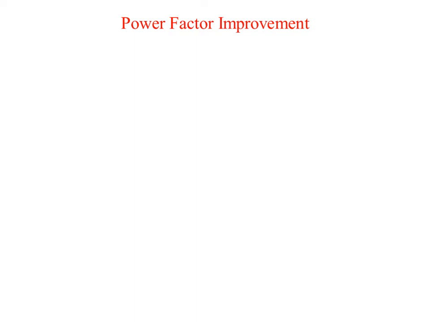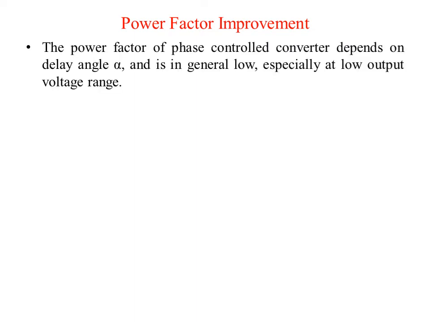Power factor improvement. As we consider the control converters, the important part in these control converters are ripple contents, and these ripple contents depend upon the firing angle. Thus, as the ripple contents increase, the power factor decreases.